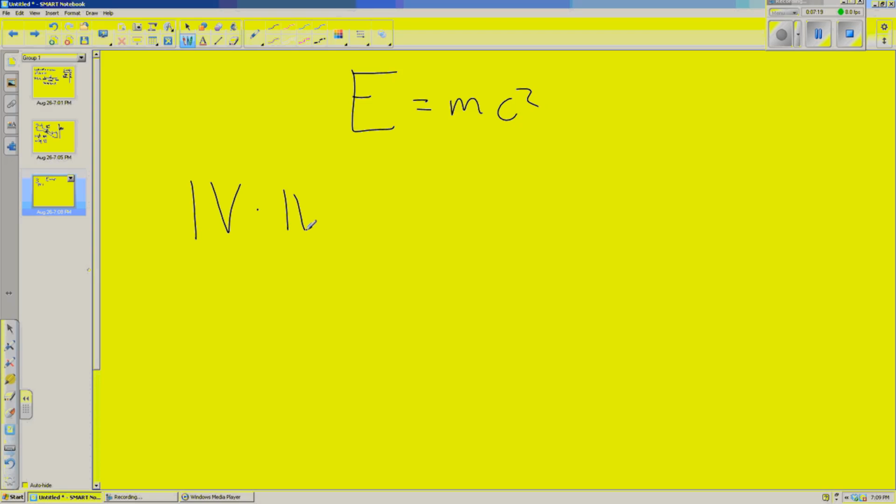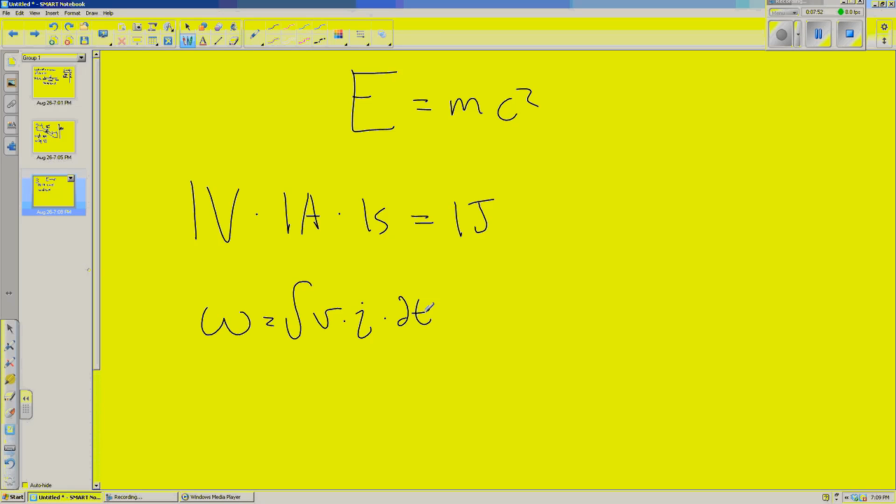1 volt times 1 amp times 1 second is equal to a joule of energy. And more generally, we can write this as work or energy is equal to the integral of voltage times current times a time slice, a dt, a change in time.